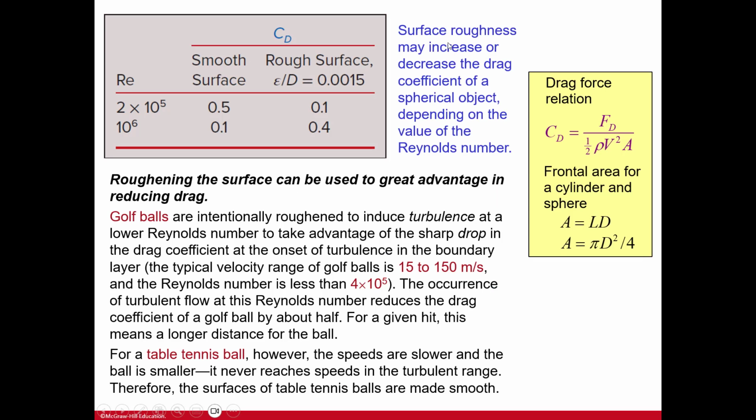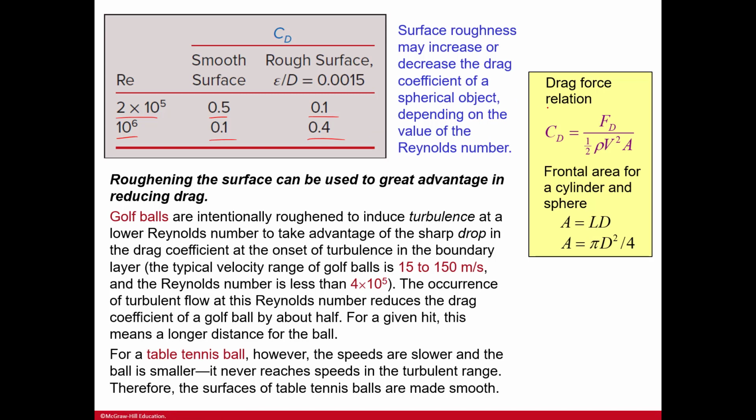So here you can see, again, surface roughness may increase or decrease the drag coefficient of a spherical object depending on the value of the Reynolds number. And so you see you have this Reynolds number, 2 times 10 to the 5, and a smooth surface 0.5, and then the rough surface 0.1. And then you have Reynolds number 10 to the 6, smooth surface 0.1, and the rough surface 0.4.